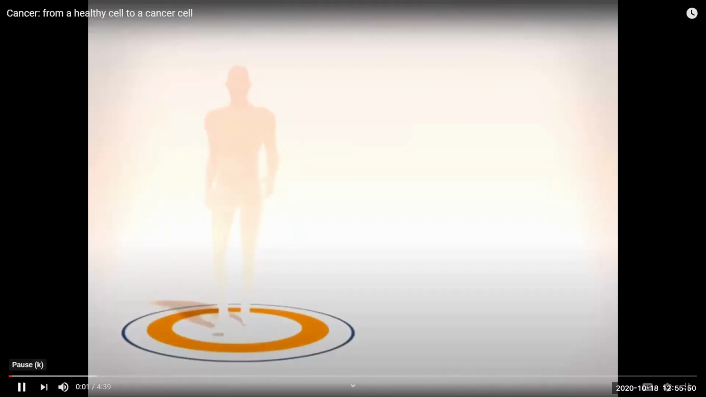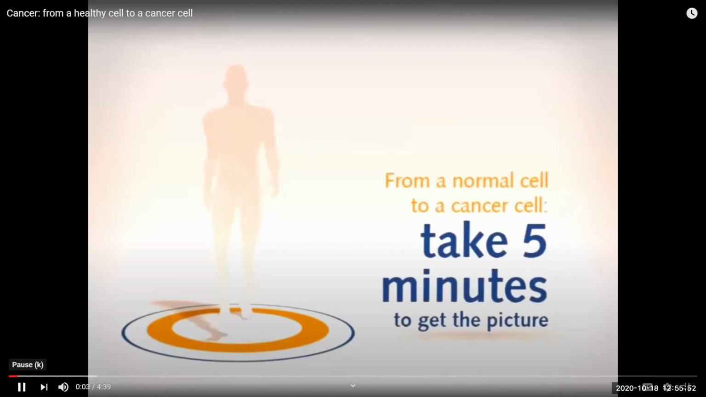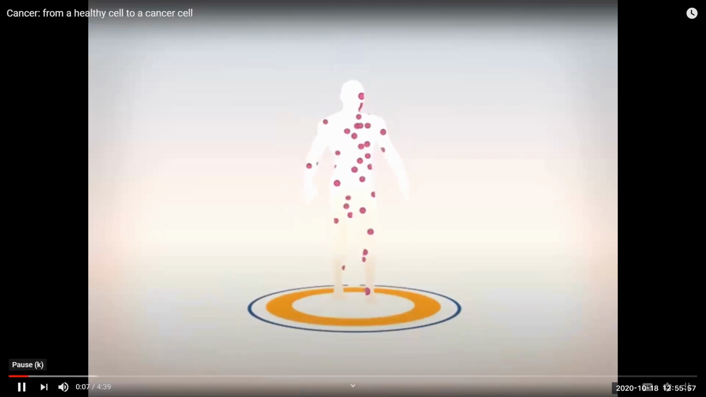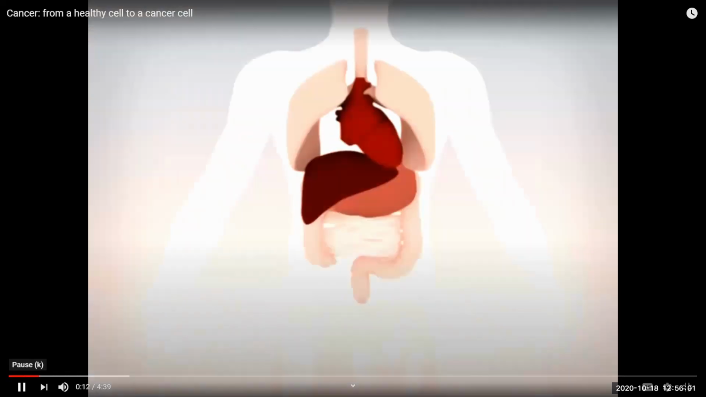Normal cell to a cancer cell. Take 5 minutes to get the picture. More than 60,000 billion cells make up the human body. They are the units that form the tissues which make up our organs, like the liver, heart, and lungs.